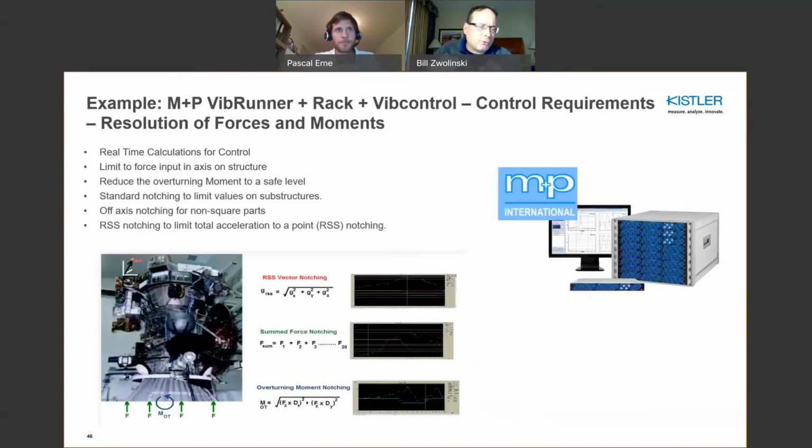Also, I mentioned before those closed form expressions. There are companies like M+P who have systems which can actually do real-time calculations for control. They would take in every sensor output and be able to make these real-time calculations and control on vector notching or sum forces or overturning moment, for example. A lot of times these types of systems are very prevalent out there, and they're very much used in terms of getting visibility on every sensor output, which sometimes is of interest, and having that real-time calculation happening is sometimes quite convenient.